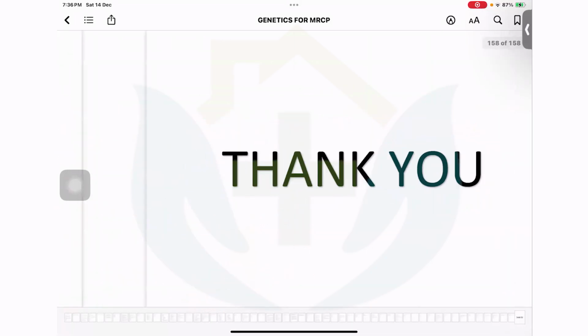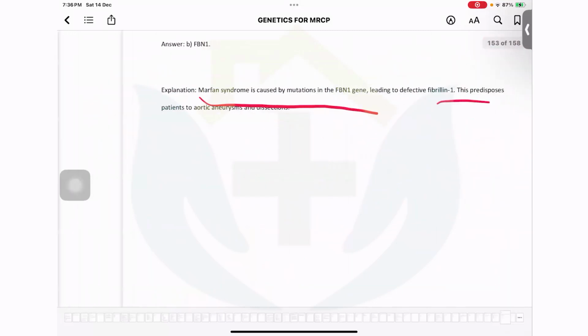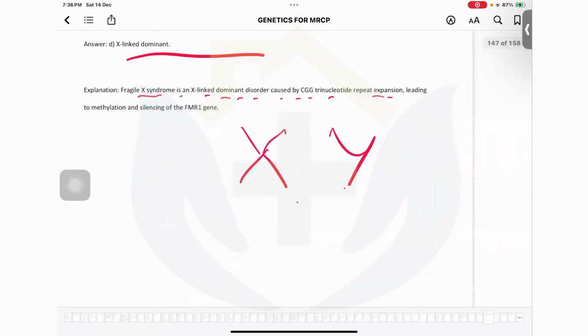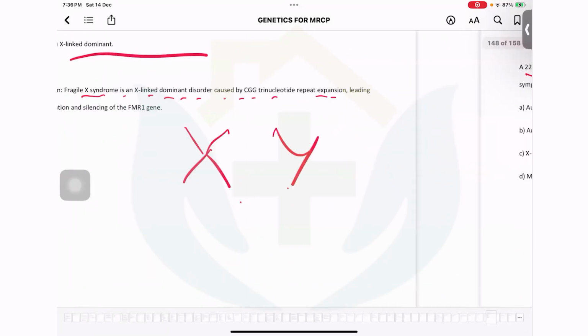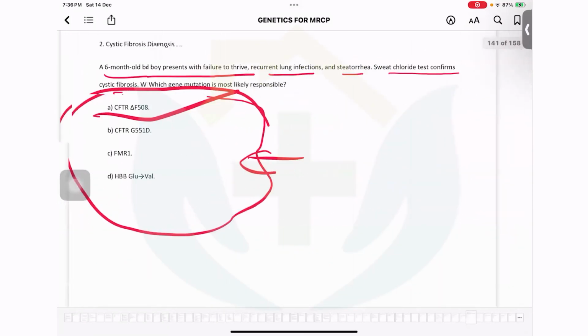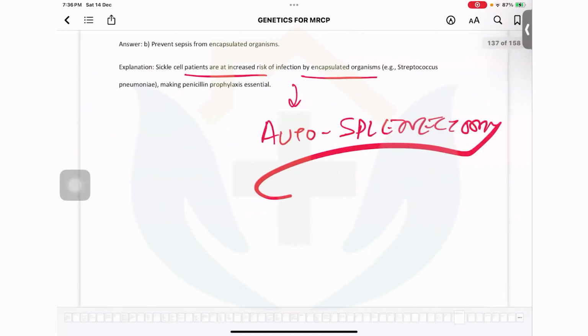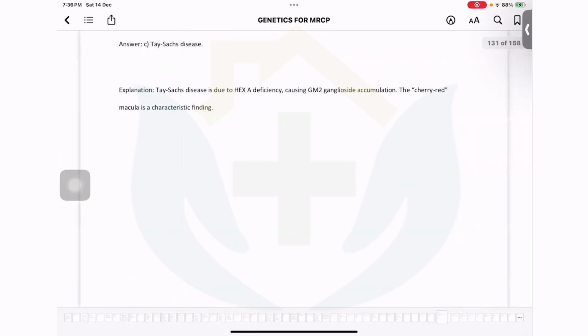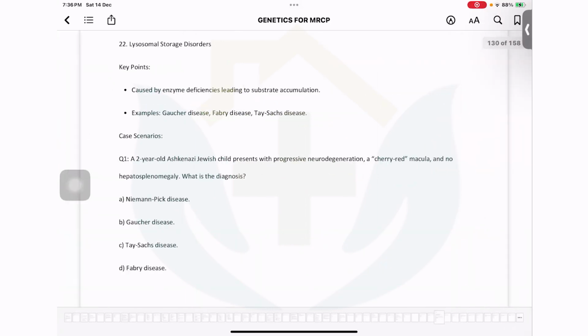Where was this question? Tay-Sachs disease was somewhere here, wasn't it? It was just here. It was in lysosomal storage disorders. Yes, it was here. Okay? You see, it has specifically been mentioned that the child does not have hepatosplenomegaly.